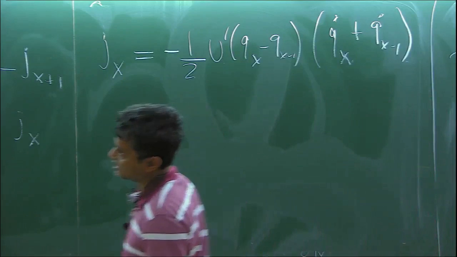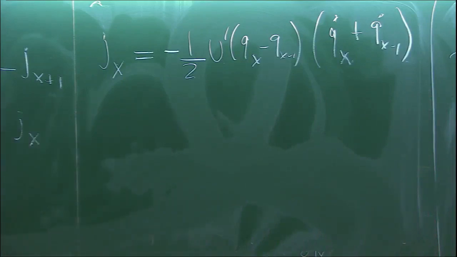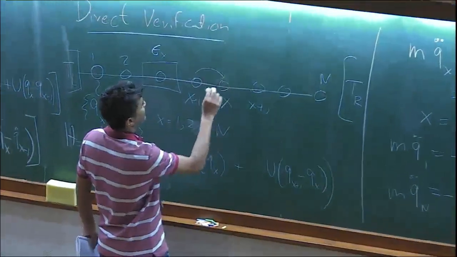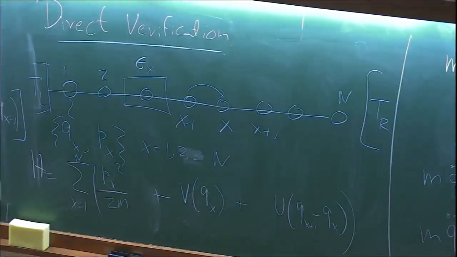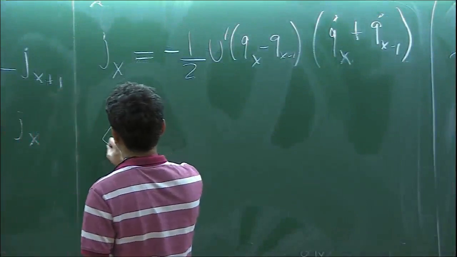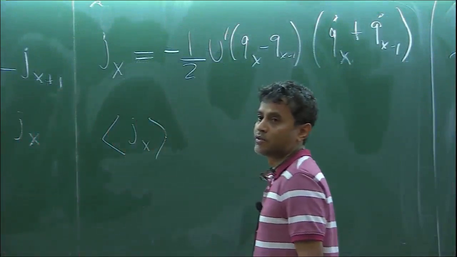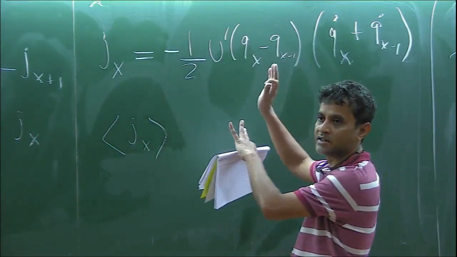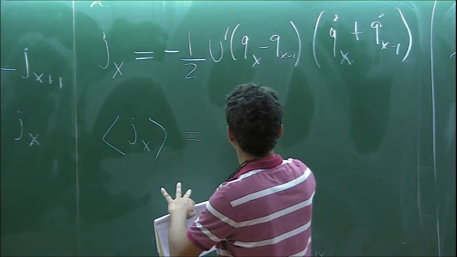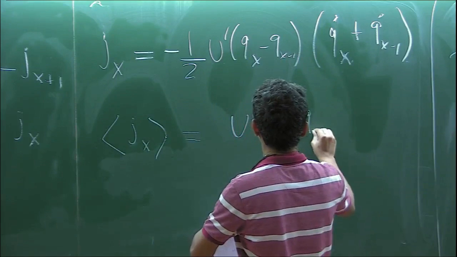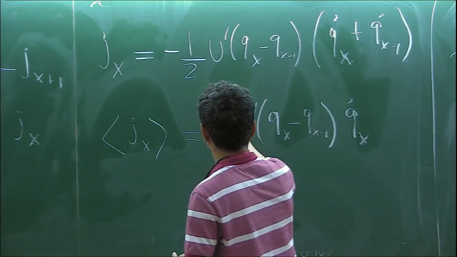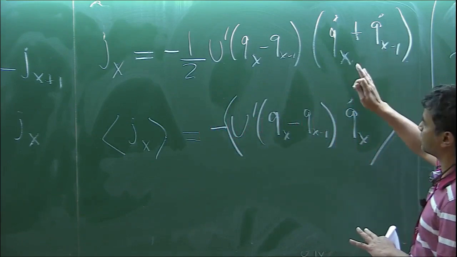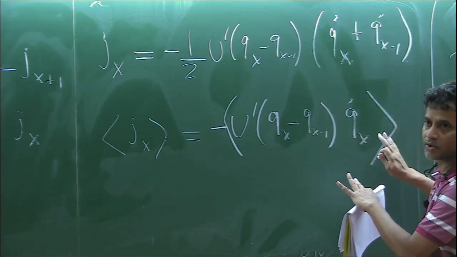So this is particle x, and this is x minus 1, and this is x plus 1. So that object basically gives you the current from x minus 1 to x, the average current. I just want to say something about the steady state: you can show that you can rewrite this equation so that it just has the form u prime of qx minus qx minus 1. So even though there are two terms, in the steady state you can rewrite it so that it has just one term. I'll prove this in the next class.